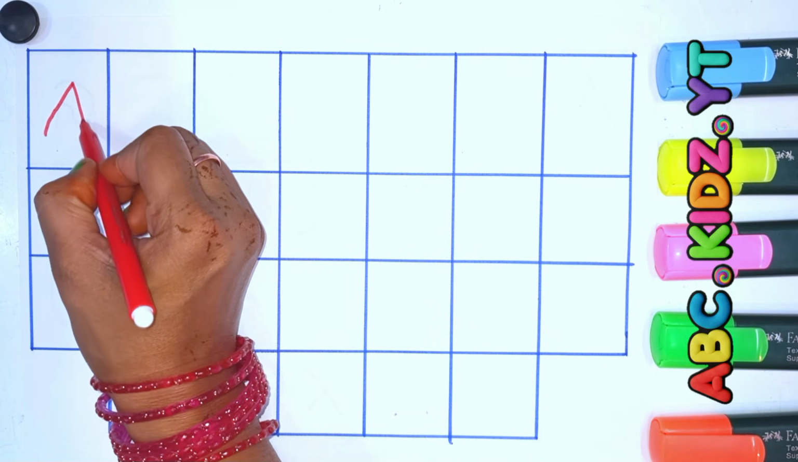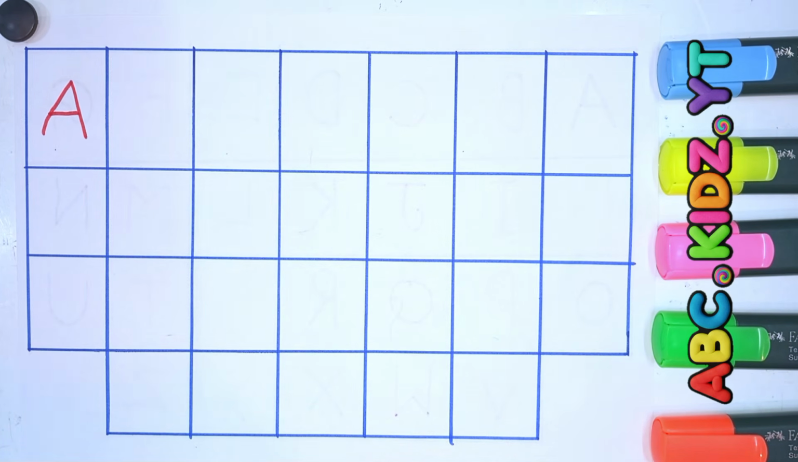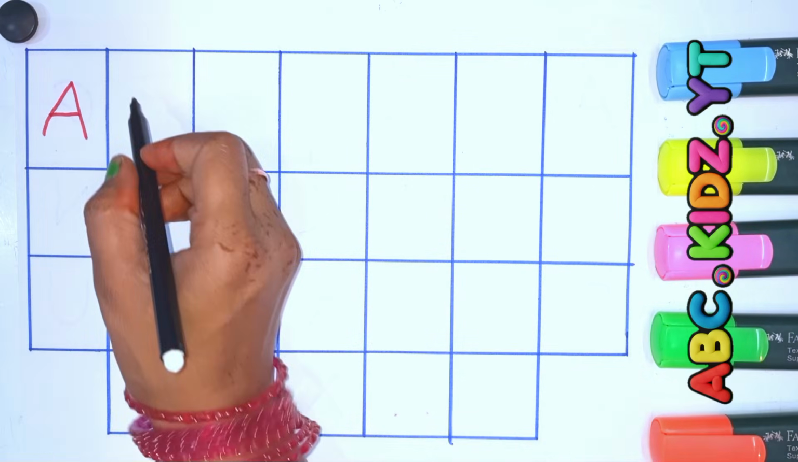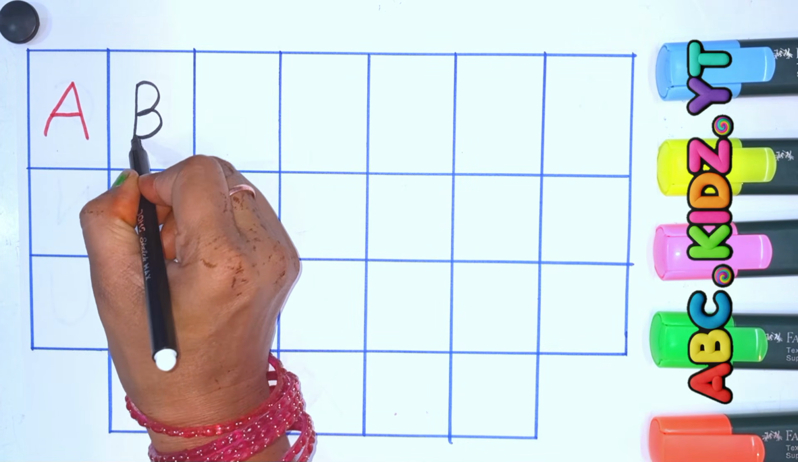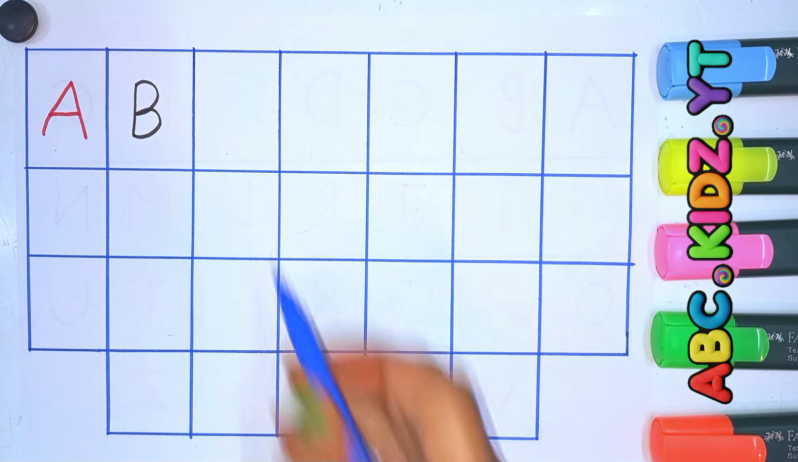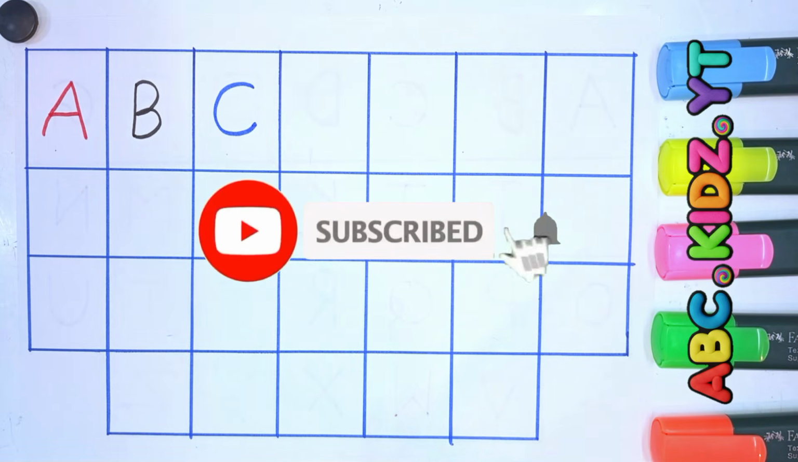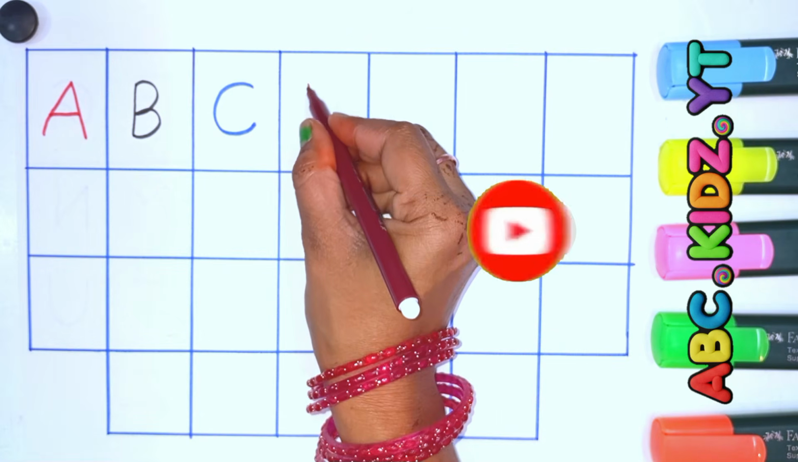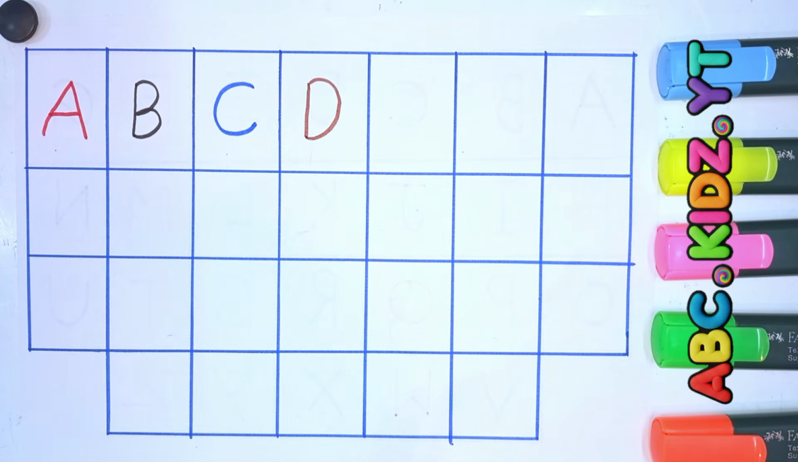ए फॉर एरोप्लेन, बी फॉर बर्ड, सी फॉर कार, D for duck.